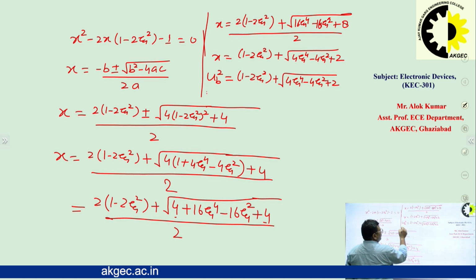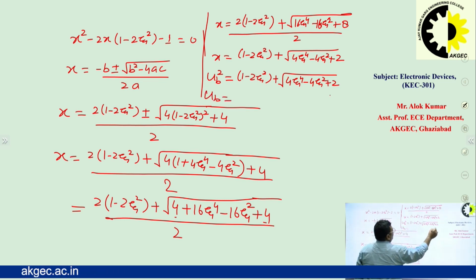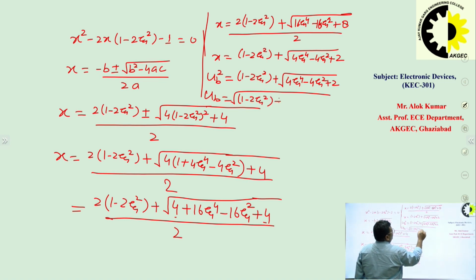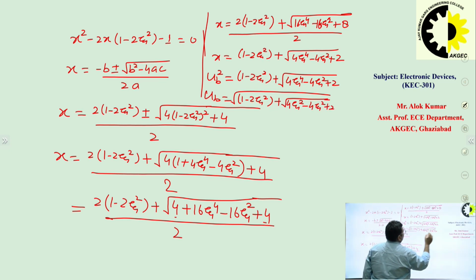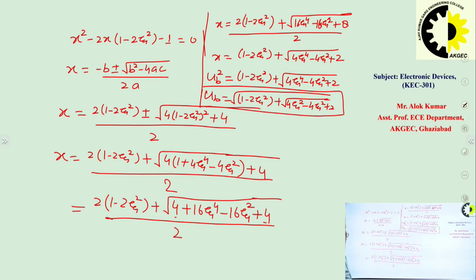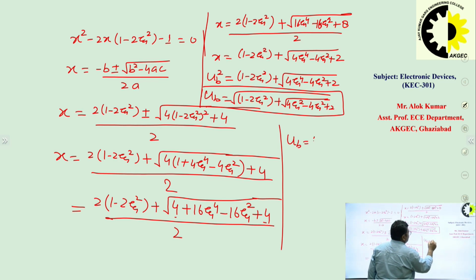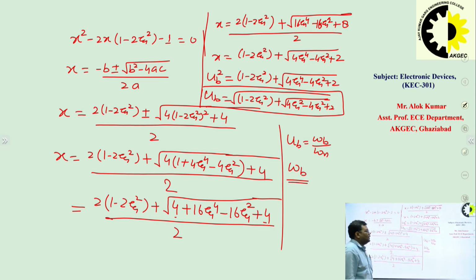Or we can take the under root of this. So ub will be under root of 1 minus 2 zeta square plus under root of 4 zeta to the power 4 minus 4 zeta square plus 2. So this will be the expression of bandwidth ub, and we have considered ub is equal to omega b upon omega n. So from here we can calculate omega b. So this will be the expression of bandwidth.